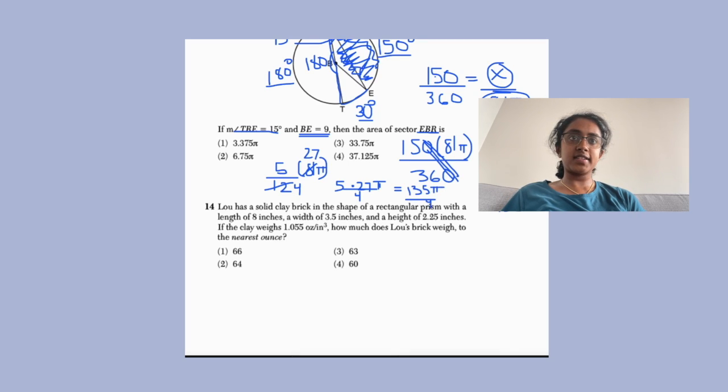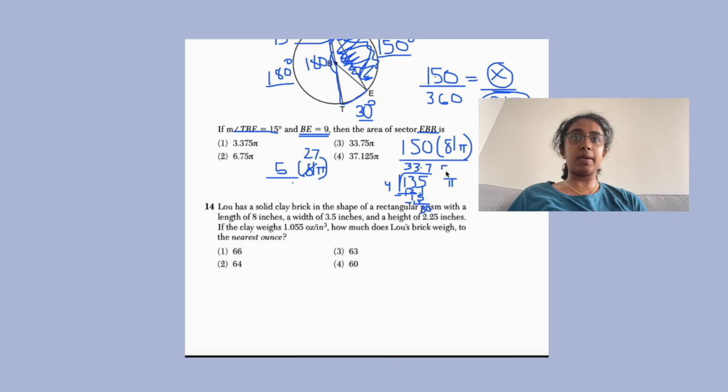Now that we have that, we can do 135 over 4 pi. We have 4 times 3 is 12. Four times 3 is 12 again. 4 times 7 is 28. And then we end up with 5. So the answer is 33.75. That was a big problem.